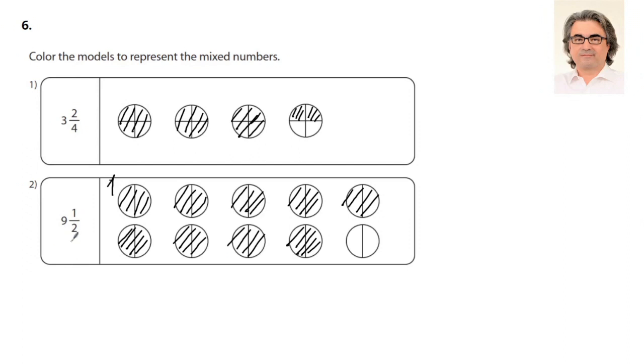What about 1 over 2? 1 over 2 represents the fraction part of this mixed number. It means color only one part of the last circle. It represents 1 over 2. Now let's continue with the next one.